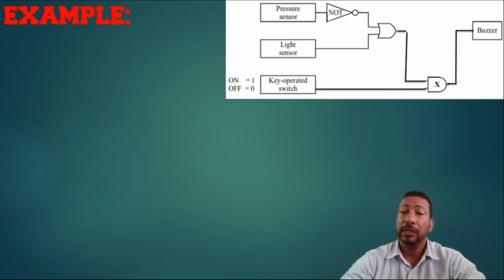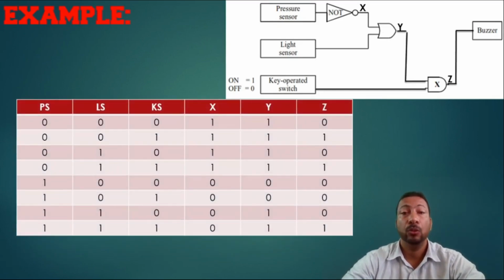So we continue by labeling our outputs. We have our X, our Y, and the third one then of course Z. We have 3 inputs now, so it will be 2 to the third power, which is 8 rows. So we have our first column of the pressure sensor being filled in with 4 zeros, 4 ones, the light sensor 2 zeros, 2 ones, and then the key switch is 1 0 1 0 all the way down the line.